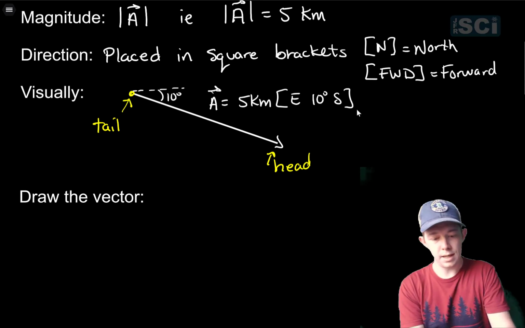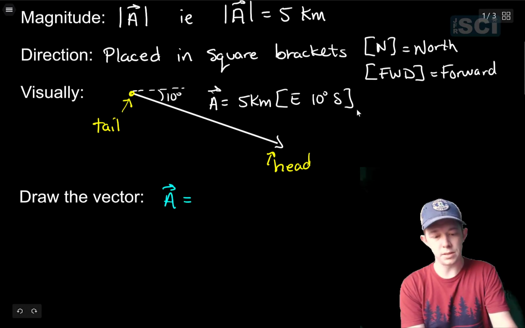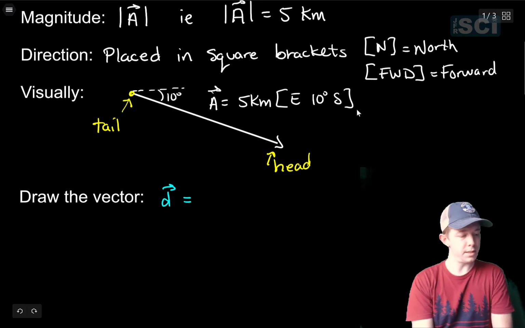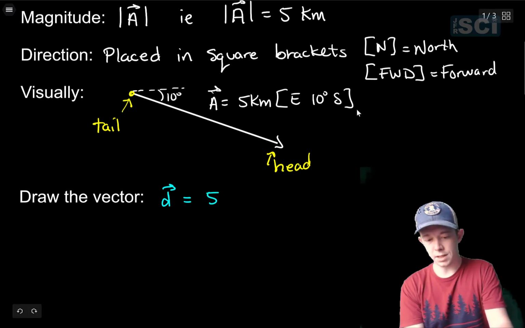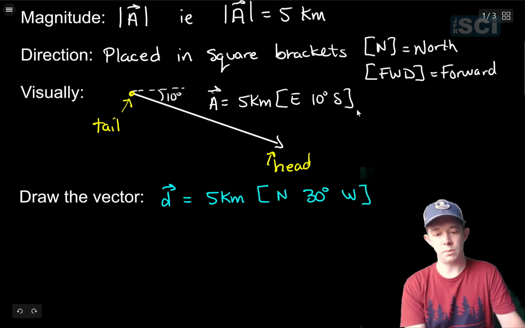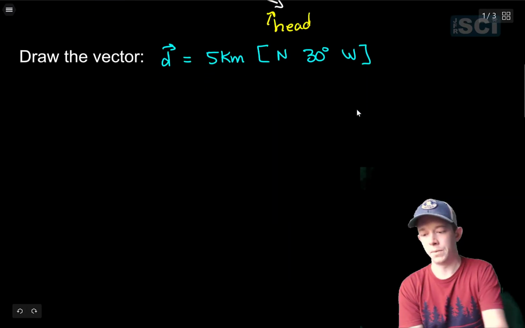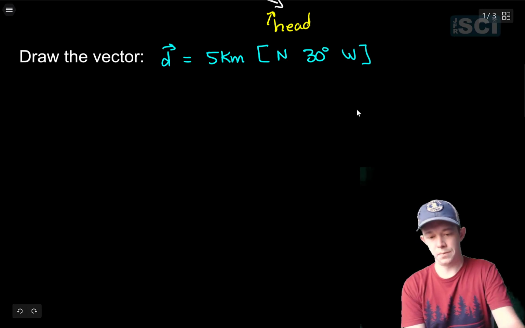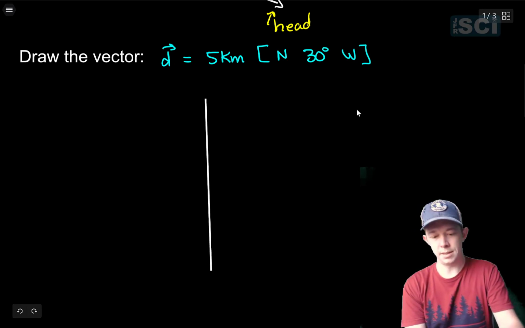Draw the vector A, which we're going to say, actually, I'm going to call it D. Let's call it D just as something different. And we'll say that's 5 kilometers. And in this case, we're going to go north 30 degrees west. Okay, so I'm going to go ahead and try to draw this vector. So I'm going to draw my axis. Oops, I wanted it to be straight. I'm going to draw an axis here.